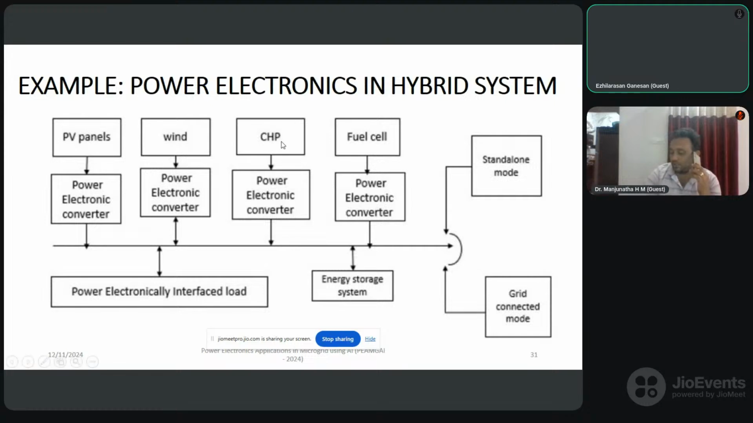Similarly, combined heat power engine. Then fuel cell, which also generates DC. So it is all power electronically interfaced. Then we have an energy storage system also connected. We can operate all these in standalone mode, or we can connect them with the grid. If we have excess power generation, we can give it to the grid. If the generation is less, then we can take power from the grid. All these modes of operation are possible.